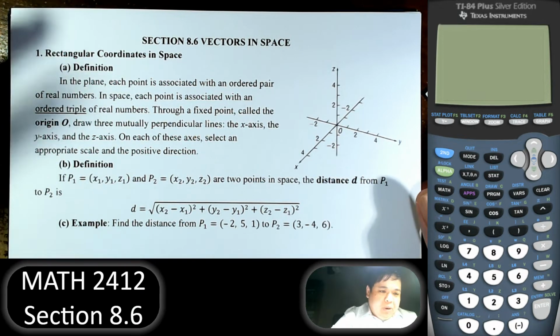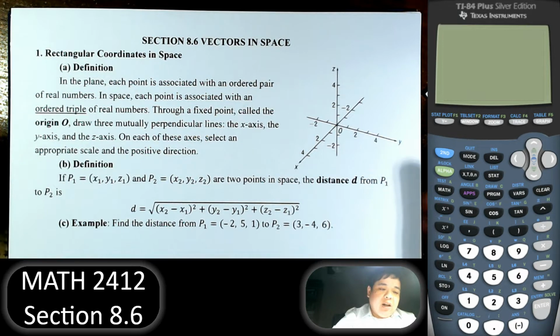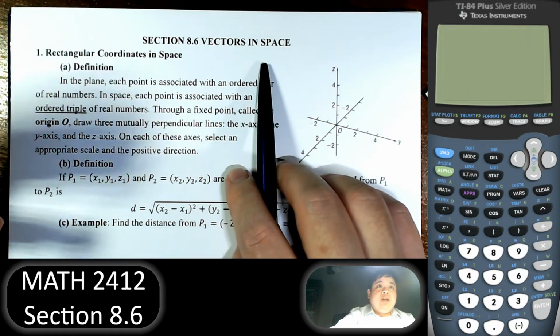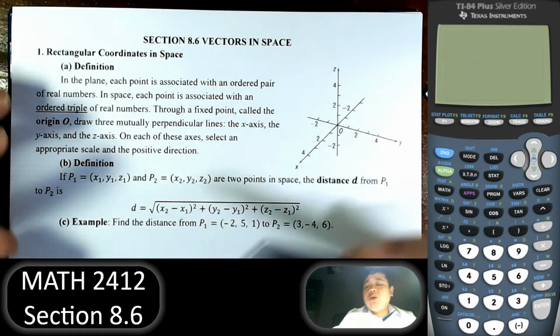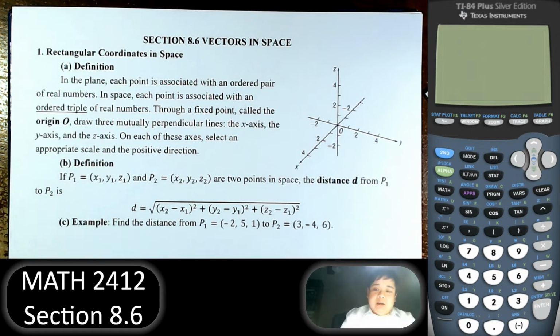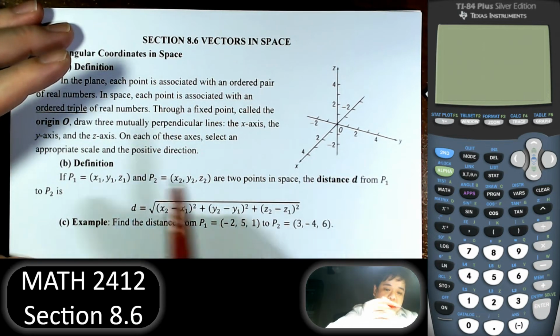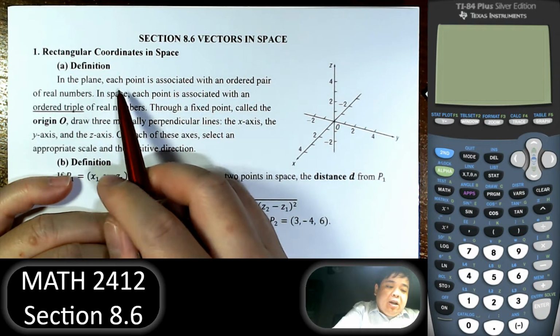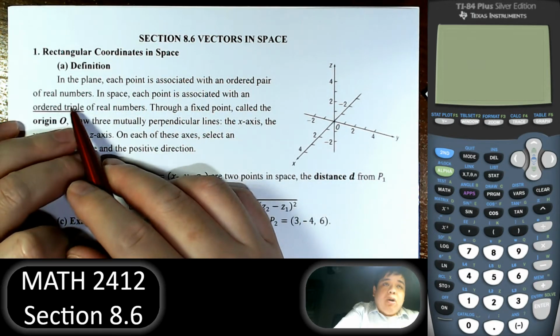So this will be very similar to what we have in section 8.4. We study about vectors, but this time it is vectors in space, meaning vectors in 3 dimensions. Pretty much everything we have up to this point is from 2 dimensions. We just go to 3 dimensions. There's not much difference. Right. So in the plane, each point is associated to the ordered pair.